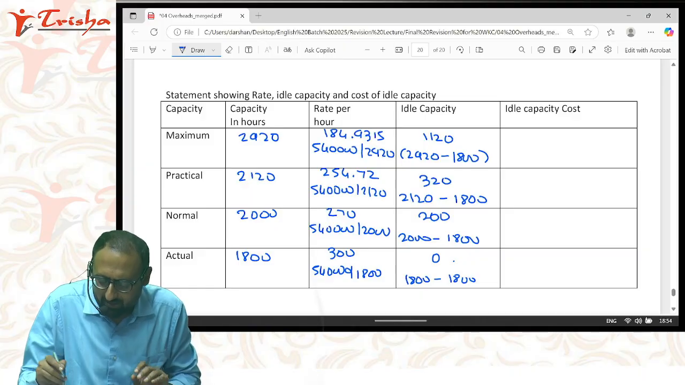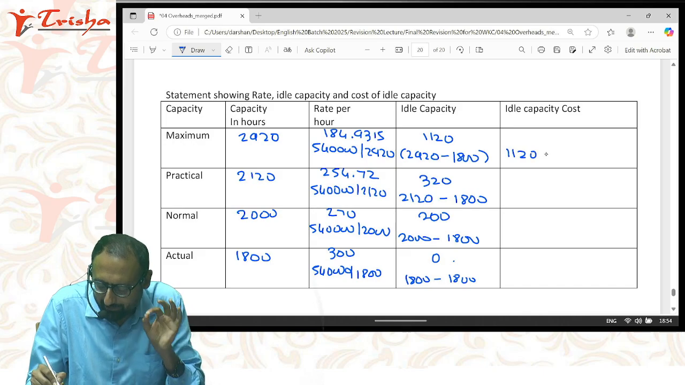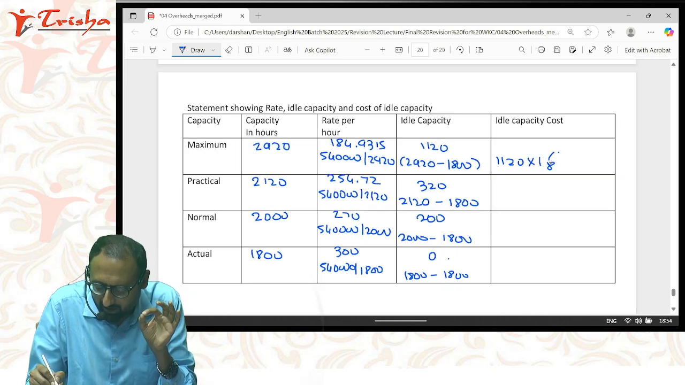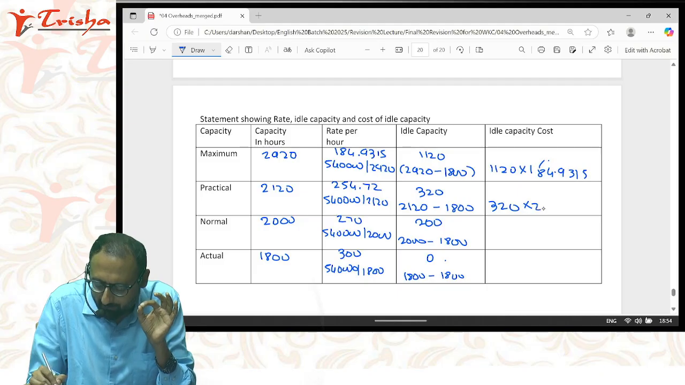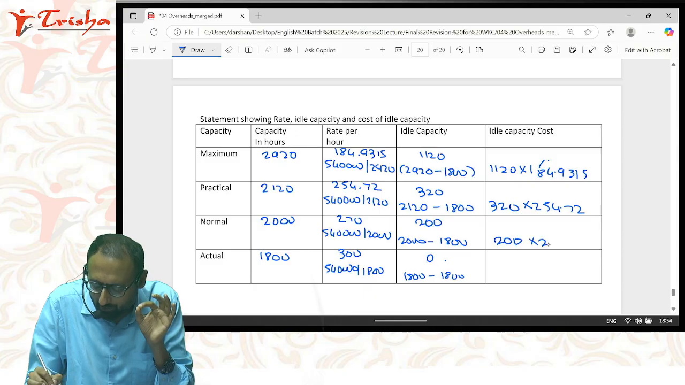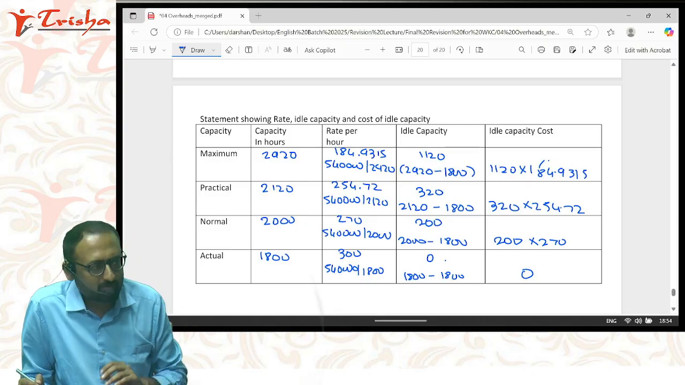Ideal capacity cost is equal to 1120 ideal capacity multiplied by 184.9315. Then, Sarji, 320 idle hours multiplied by 254.72. 200 idle capacity multiplied by 270. 200 will be the answer. Whatever the answer.